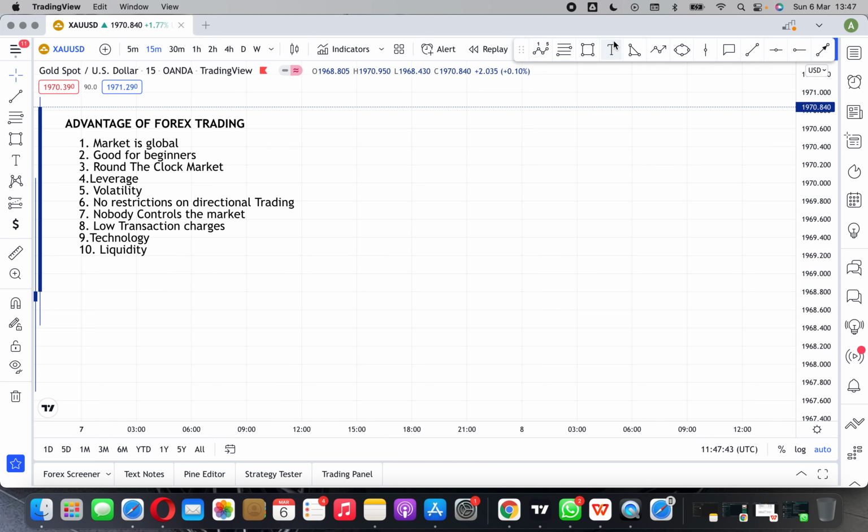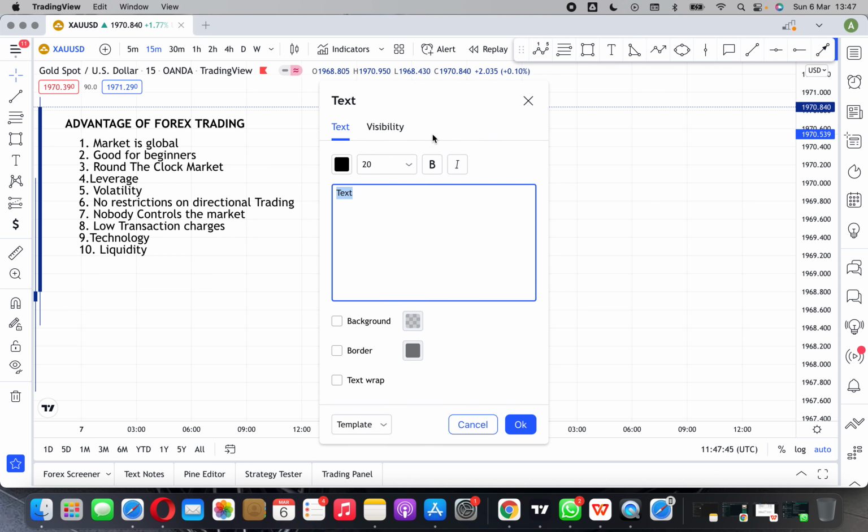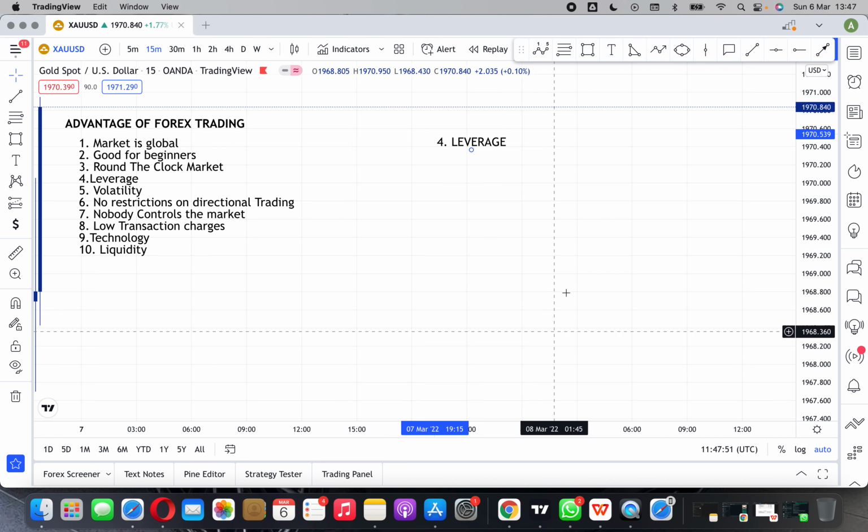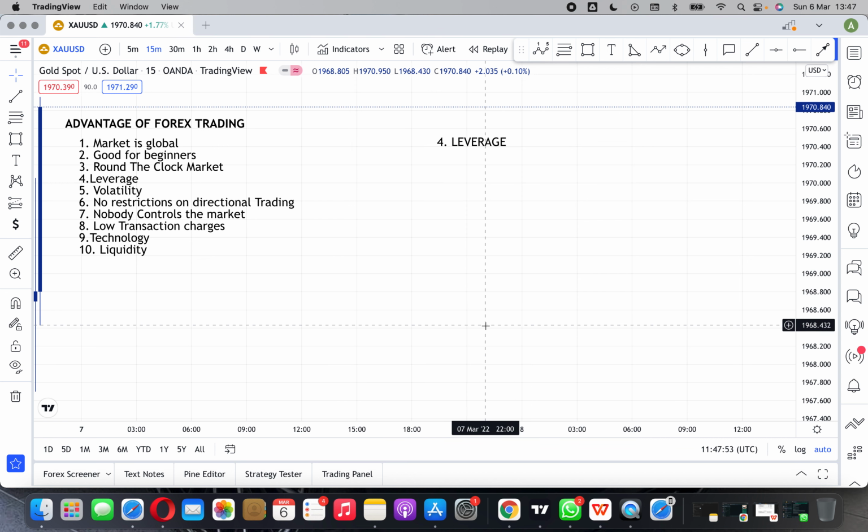Number four is leverage. Foreign exchange brokers allow retail traders, and who are the retail traders? It is me, it is you in the forex market, that we are looking forward to making profit in the market. That is the reason why we are in the forex market. We want to make profit. We want to earn money. That's the reason why we are here.